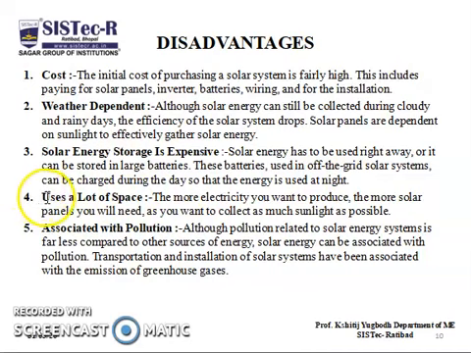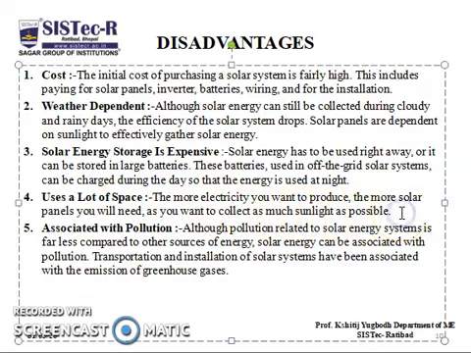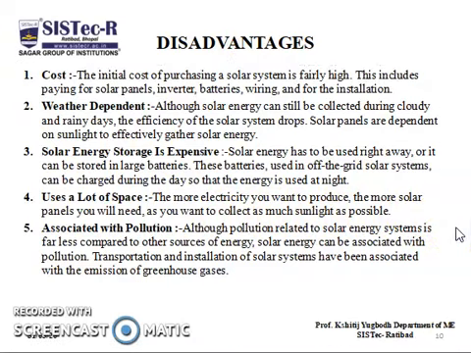The fourth is uses a lot of space. The more electricity you want to produce, the more solar panels you will need, as you want to collect as much sunlight as possible, because it is directly proportional to the requirement of the energy. If you need more energy, you have to install more panels. So that's why the space required will be more.